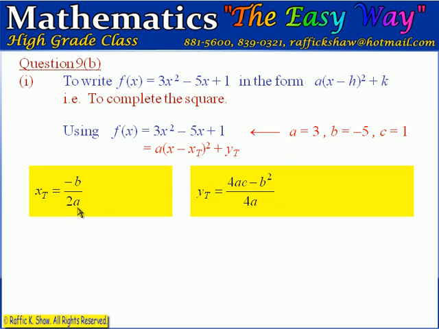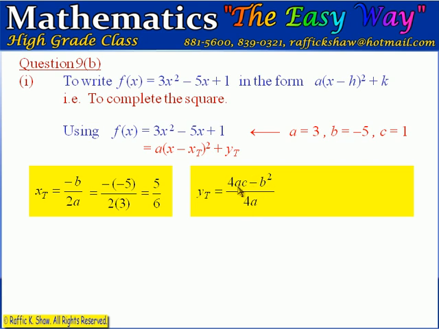So we can calculate xt first, and this is it. Xt is negative, that's this negative sign here. And the b itself is negative 5, so this becomes minus negative 5 divided by 2 times a, and a is 3. When we do this calculation, negative 5 becomes positive 5, and 2 multiplied by 3 is 6. And so this reduces to 5 divided by 6.